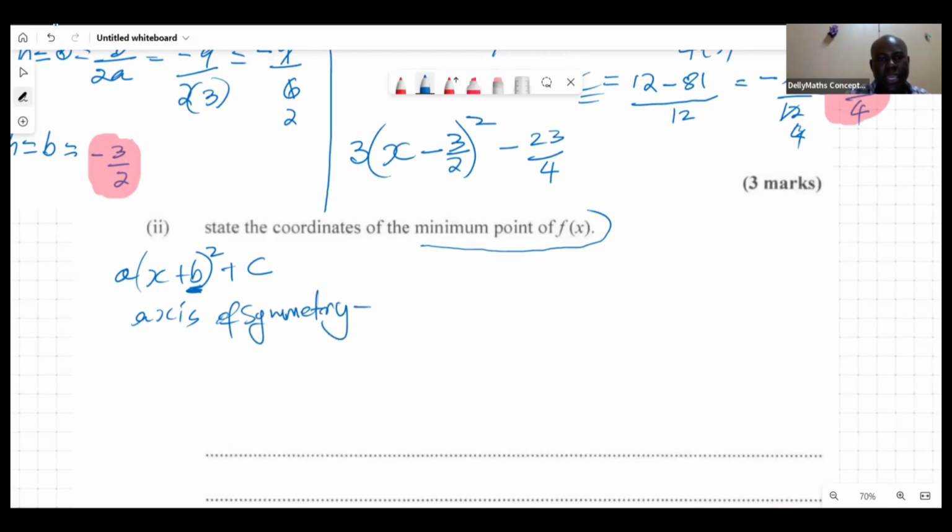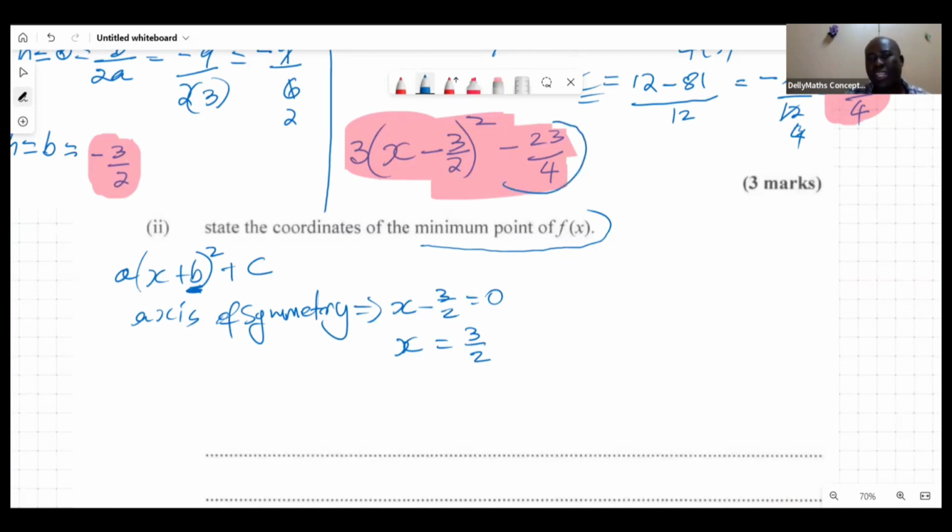So the axis of symmetry is where x... In this case, if we are looking at this right up here on our screen, we're saying that x minus 3/2, if you let that equal to 0 and solve, x would give you positive 3/2. This is our axis of symmetry. Now, this value out here is actually our lowest value. So our minimum value is where y is equal to negative 23/4.